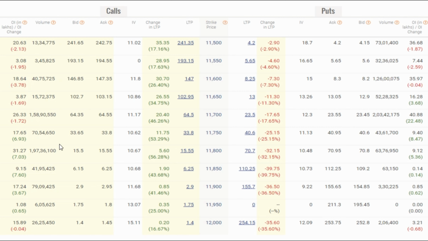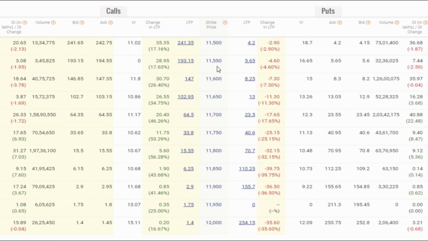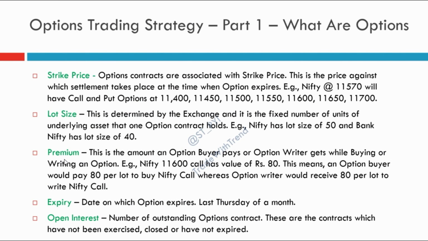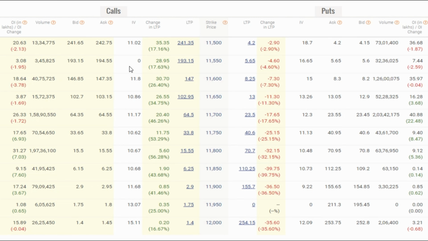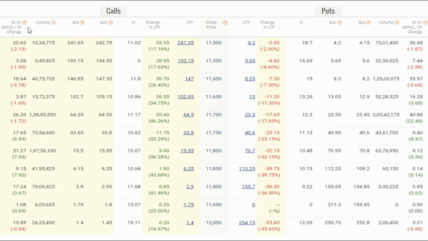So this is how a basic option chain looks. This is the call option and this is the put option. This is for Nifty. Now look at the strike prices here, which I showed you in the previous slide: 11,500, 550, 600, 650, and so on and so forth. These are the strike prices. The LTP that you see, that is the last traded price, 241, 193, 147, and so on, is the premium that you pay. The lot size column is not there, but in case you want to buy or sell this option, the minimum lot that you have to select, that is one lot of option for Nifty, would be 50. And here is the open interest data.